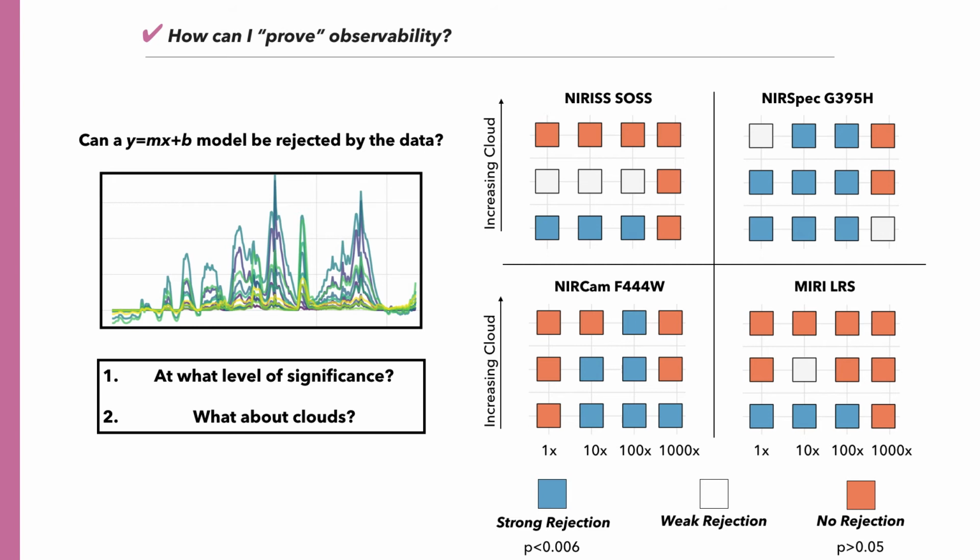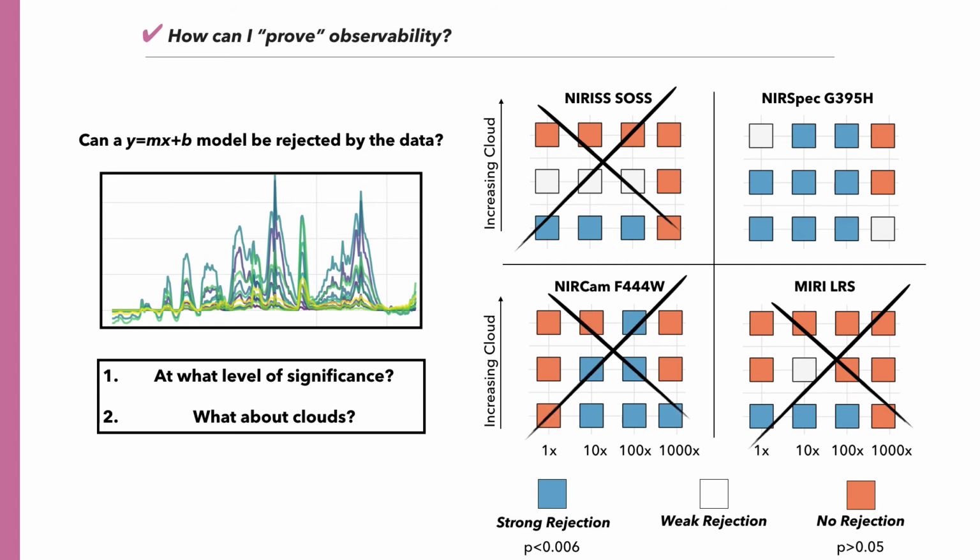So you can see that for MIRI, there are only 3 cases where a strong rejection of the flat line can be achieved. For NIRSpec, it's the same story. And although NIRCam and NIRSpec are semi-comparable, NIRSpec pulls ahead slightly due to its larger wavelength coverage.